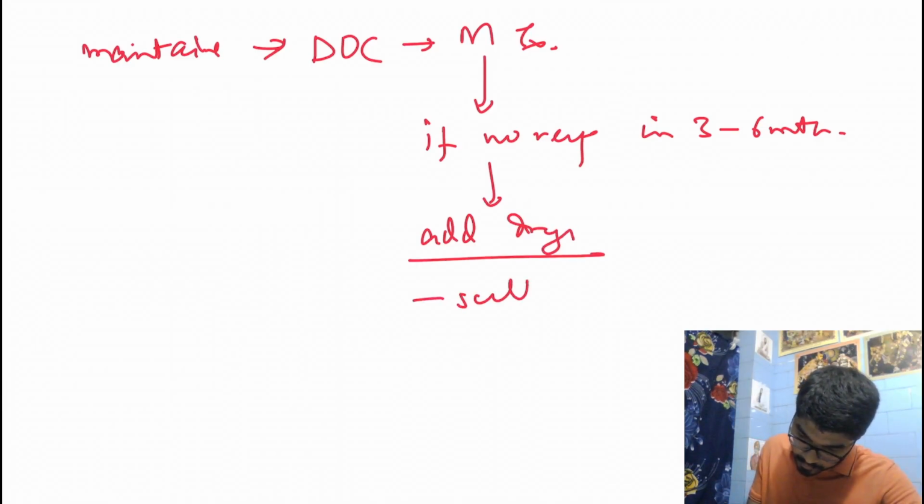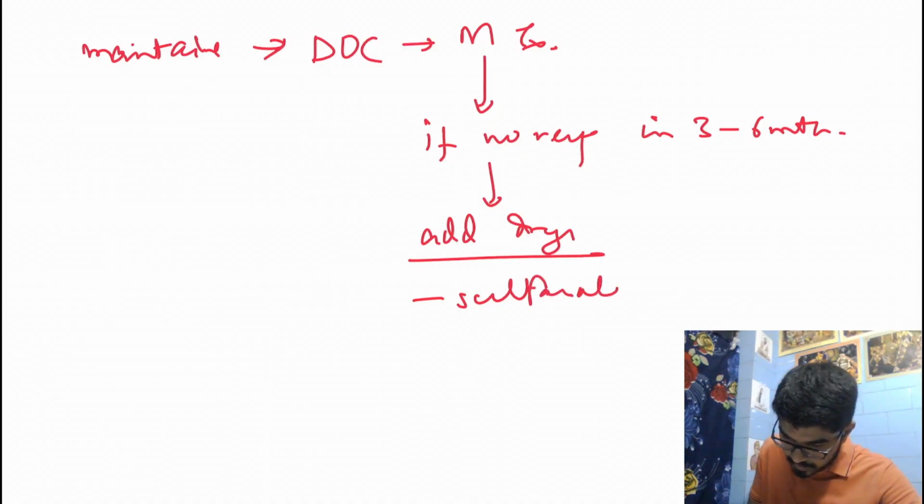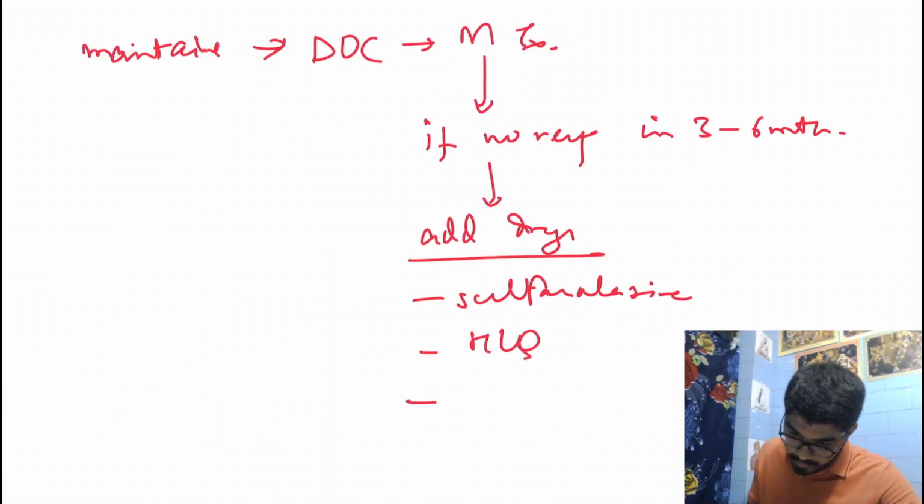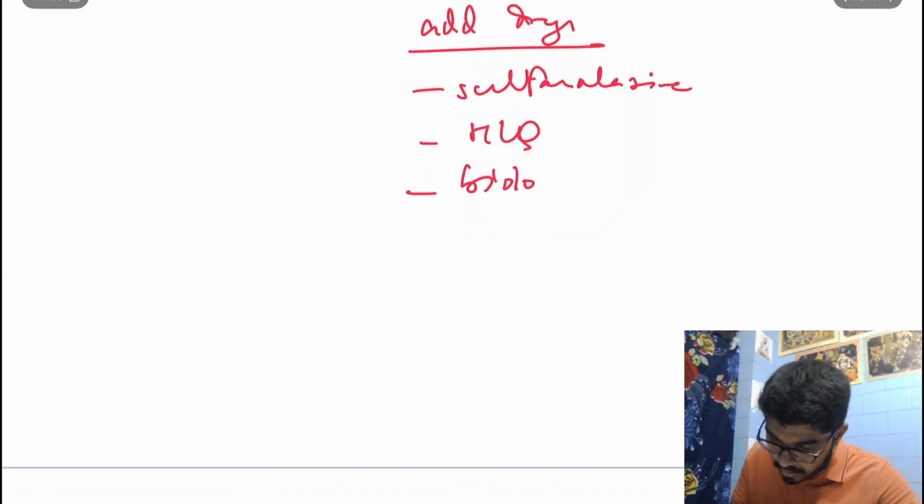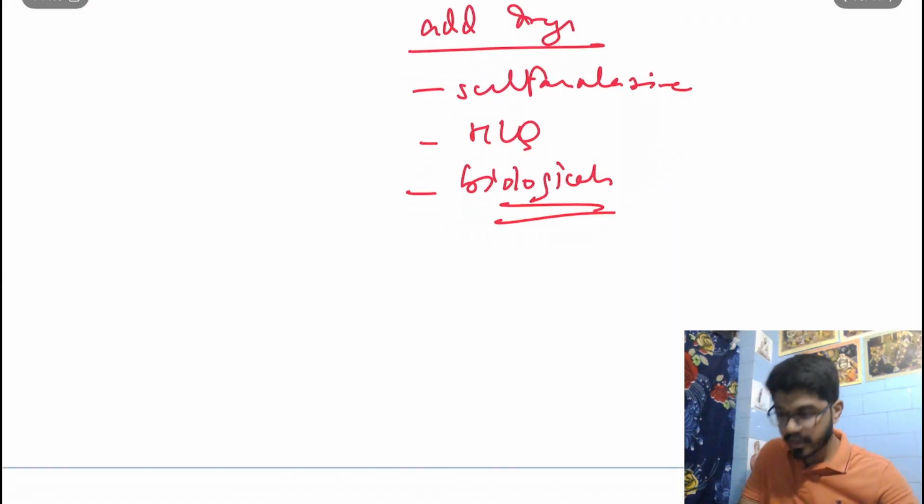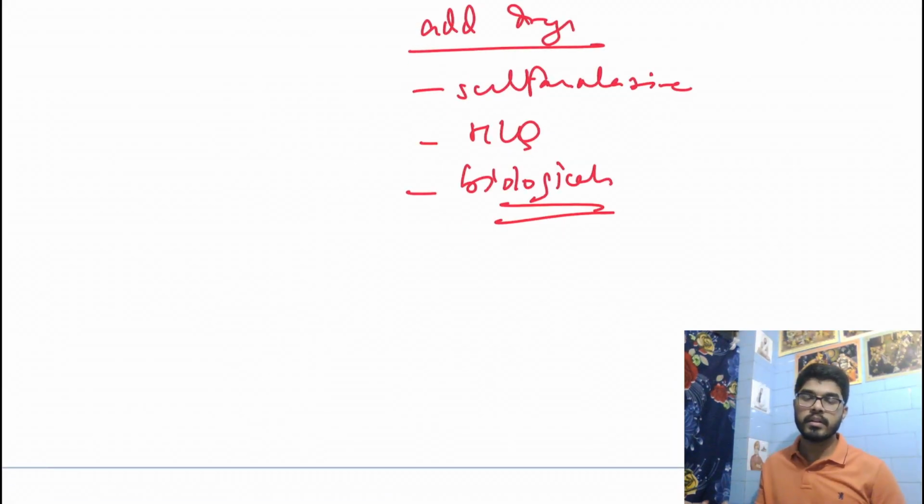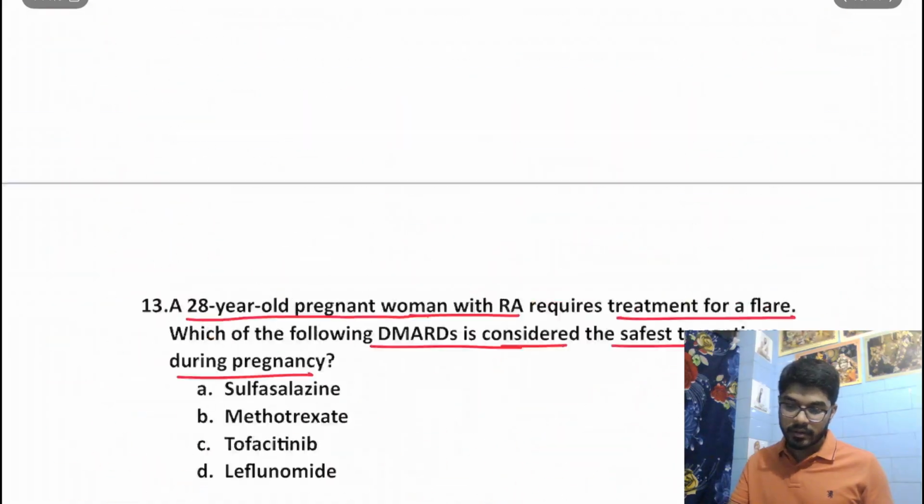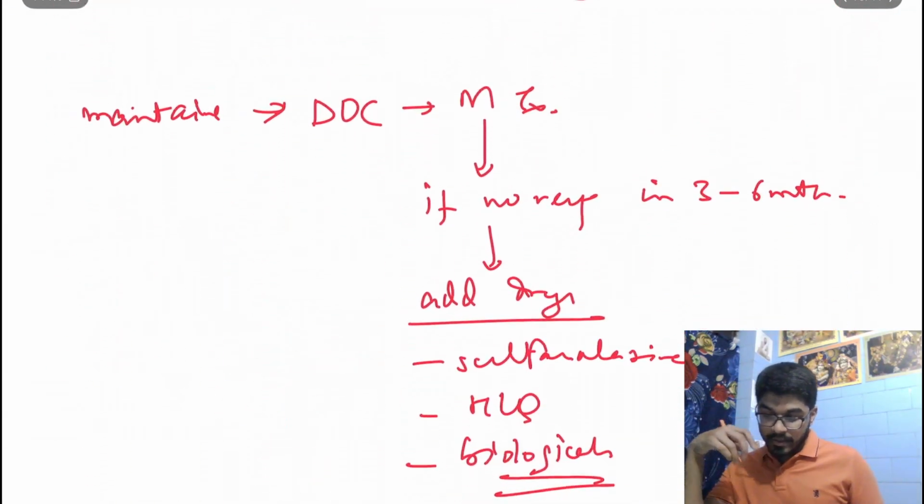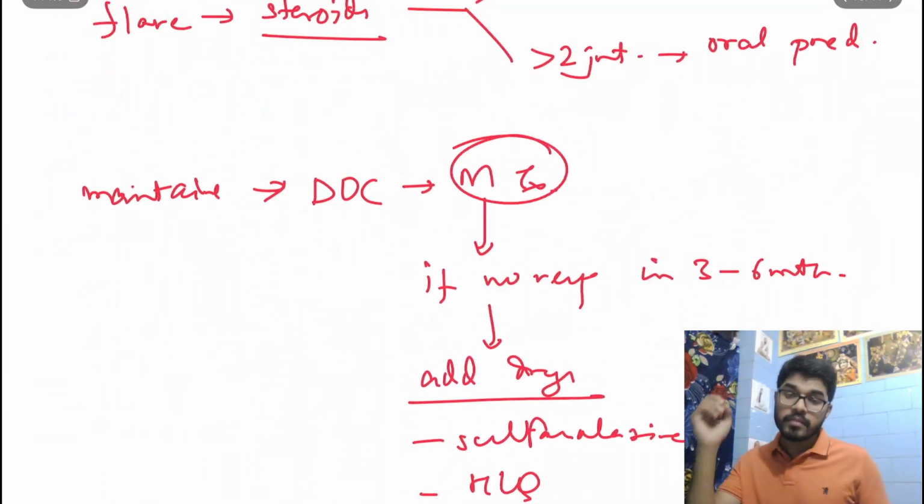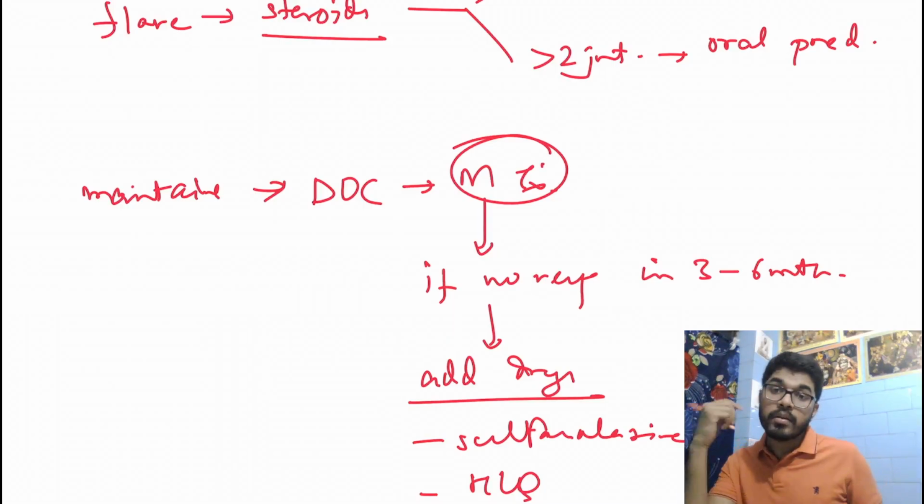What are the options? We have sulfasalazine, then we have hydroxychloroquine, then we have other biologicals like anti-TNF alpha, interleukin 6 inhibitors, like all the drugs that we have read in the previous table. All those things we can add. So the drug of choice is methotrexate, but methotrexate cannot be used in pregnancy, right?